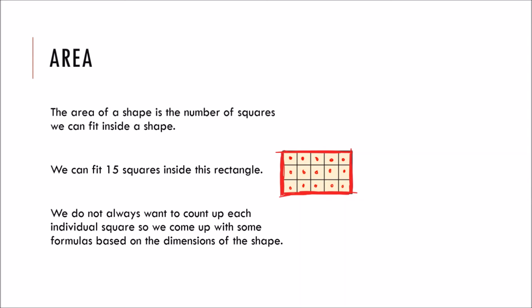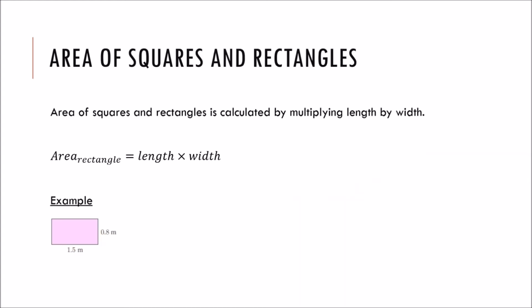However, we don't always want to count up each individual square, so we come up with some formulas based on the dimensions of the shape. Now, the other thing is we're not always going to have a perfect amount of little squares that we can count up. So we really do need these formulas that we've just talked about developing over on the next page. So let's have a look.